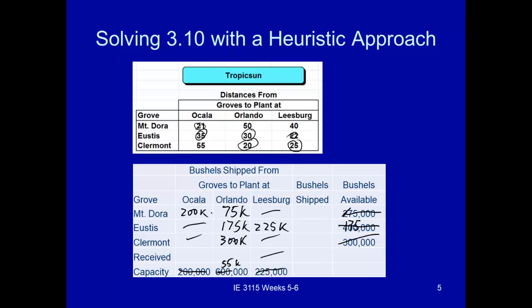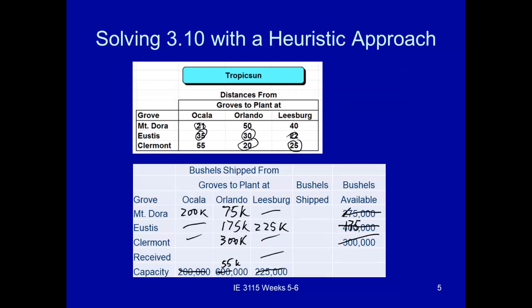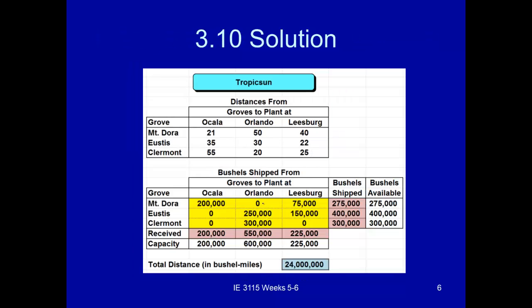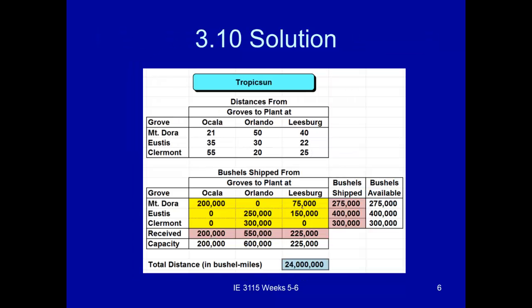275, 175, 225, 300. That's the heuristic approach that we tried to use to solve. And then let's compare this to our solution. Our solution is different. It's 200 here, that's the same, but 0 here. And the 250, 300, 225, and we had this one.